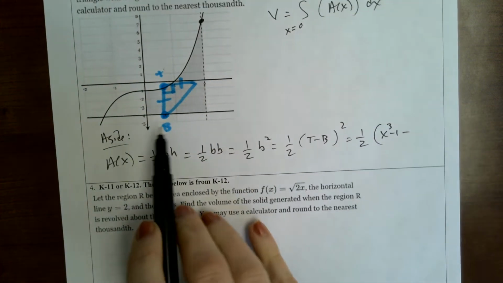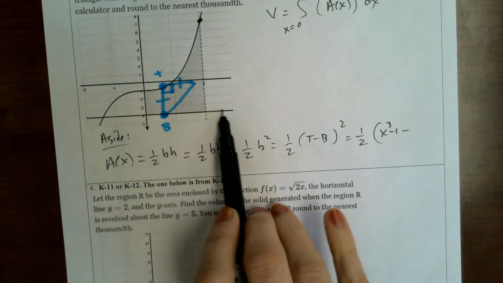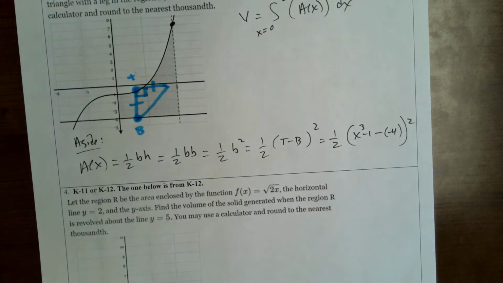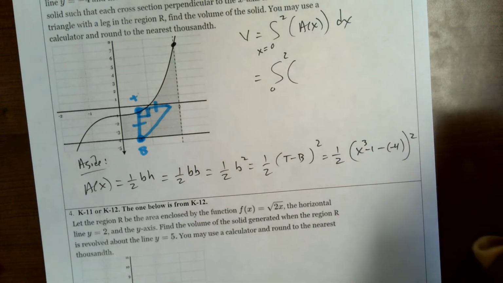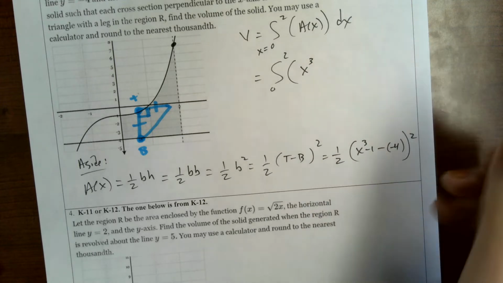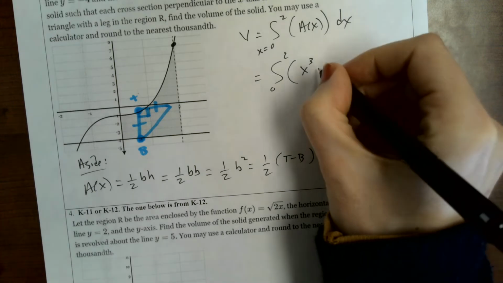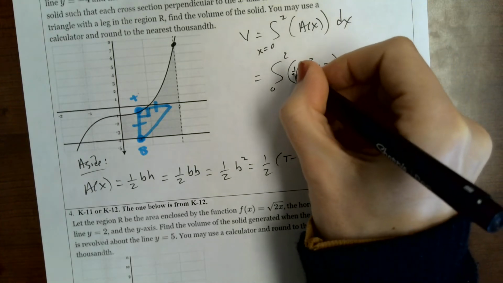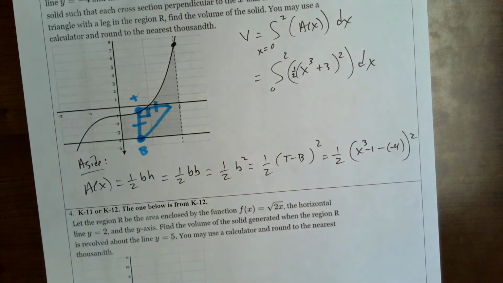minus the bottom function is right here. The bottom function is -4. So minus -4, and then you're squaring that whole thing. All right, so this is from 0 to 2, and then x cubed, -1 minus -4 is -1 plus 4, that's 3. So 1/2 x cubed plus 3 squared dx.